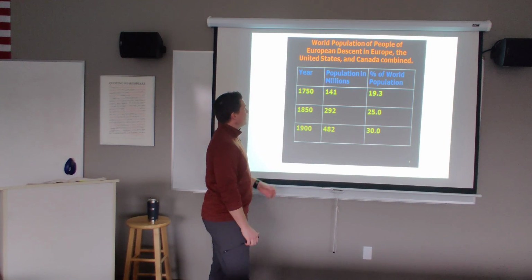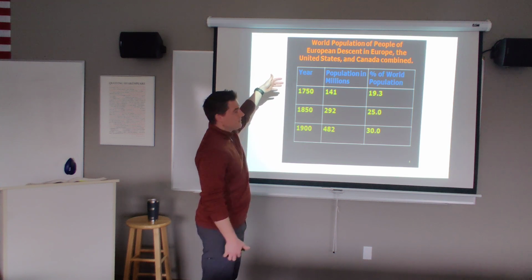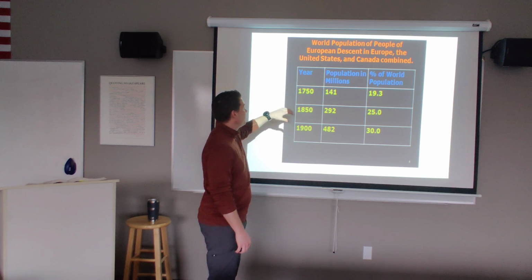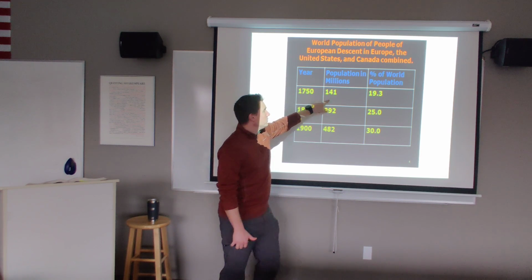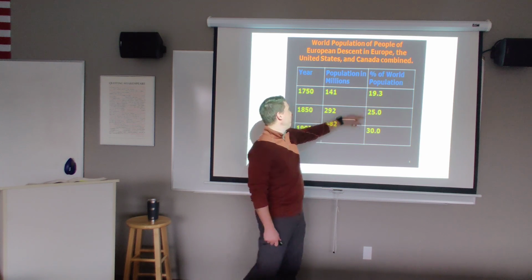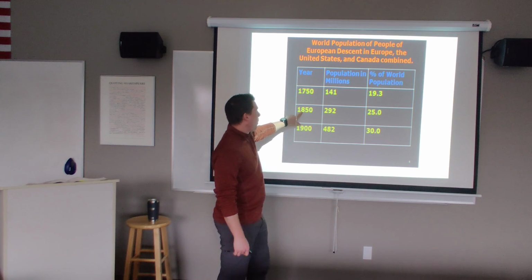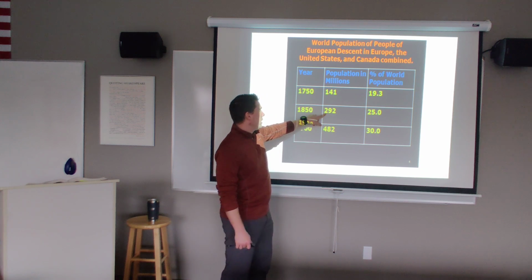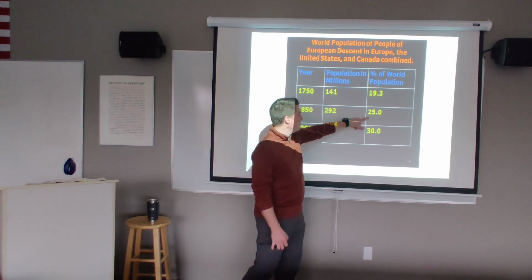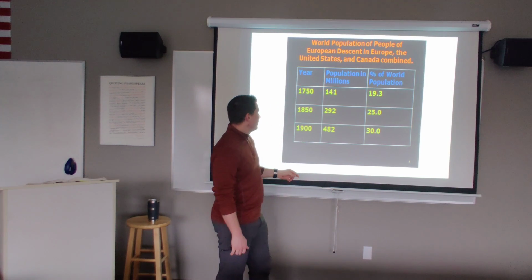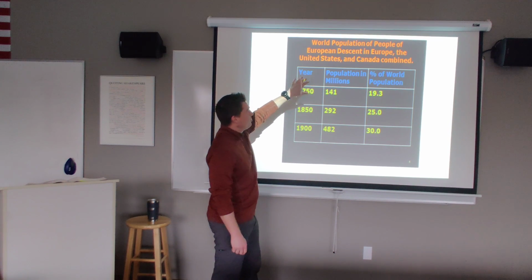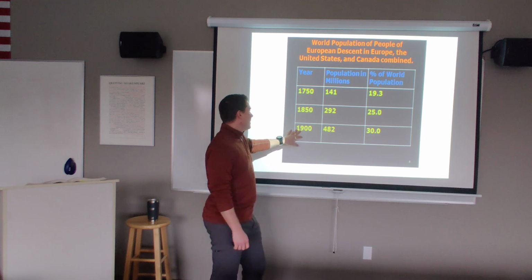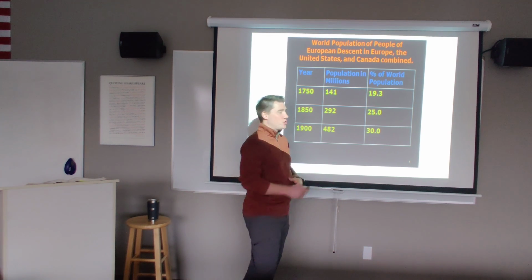All right. If you're looking at the world population of people of European descent in Europe, the United States, Canada combined, look at the year 1750. They're at around 141 million, with a little less than 20% of the world's population. 100 years later, all right, almost doubles, or more than doubles, and you have 25% of the world's population. Okay, keep in mind that the rest of the world's population is going up as well, but specifically we're talking about European descent, United States and Canada. 100 years after that, 30%. So it's just steadily going up.